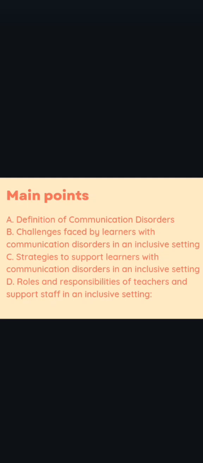Another effective strategy is the use of visual aids, which can include pictures, videos, and written instructions. Visual aids can help learners with communication disorders better understand information presented in the classroom, as well as provide additional context to aid in comprehension.